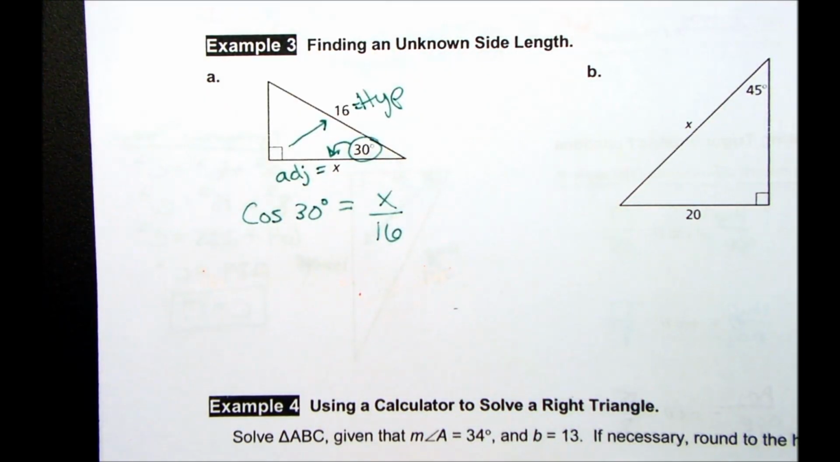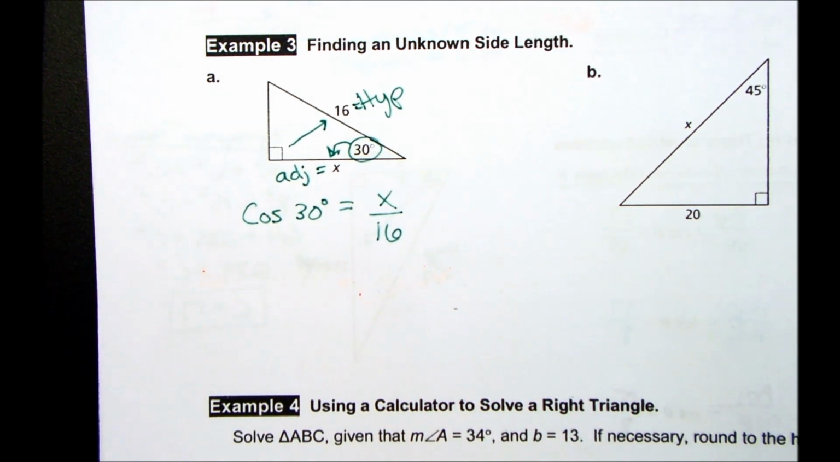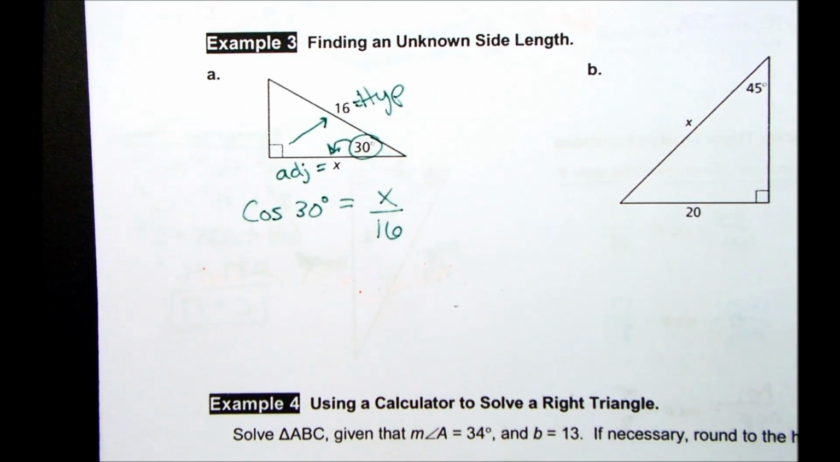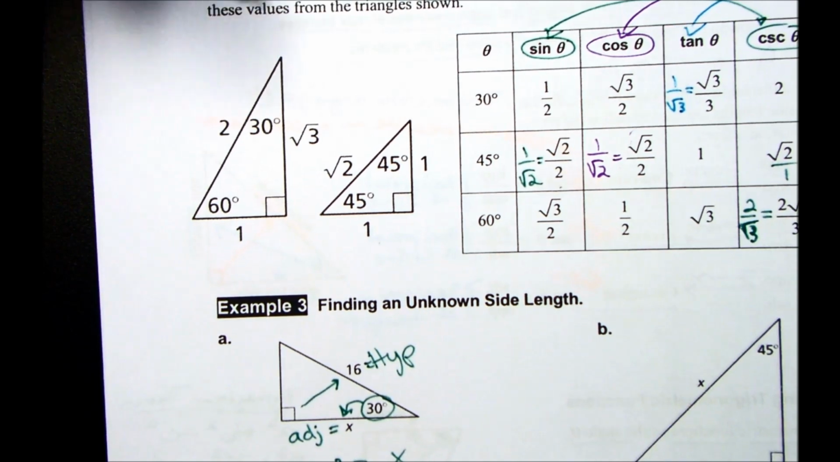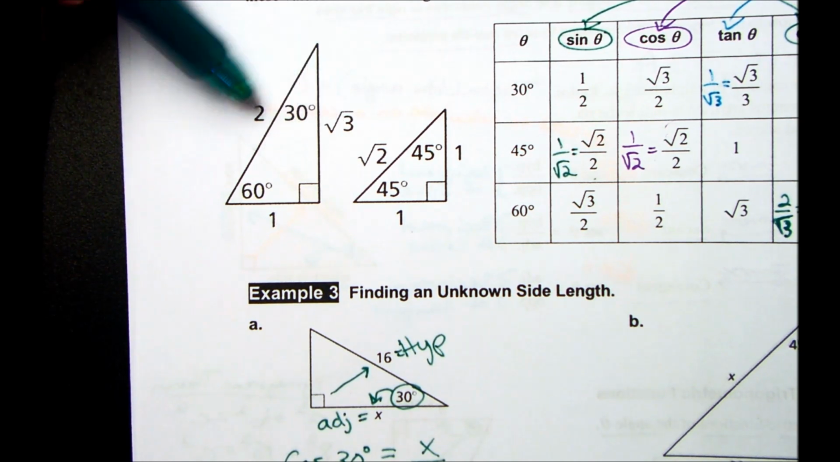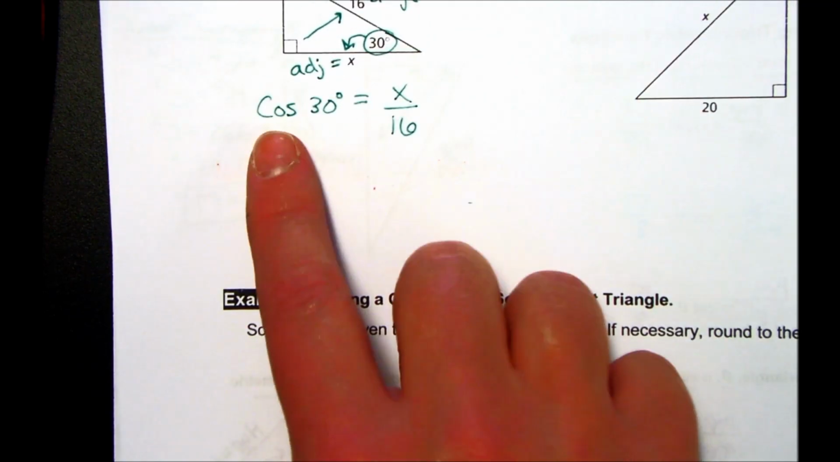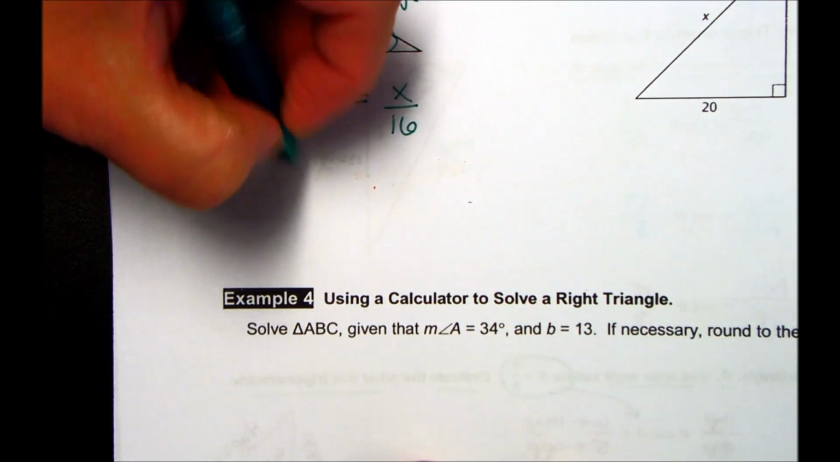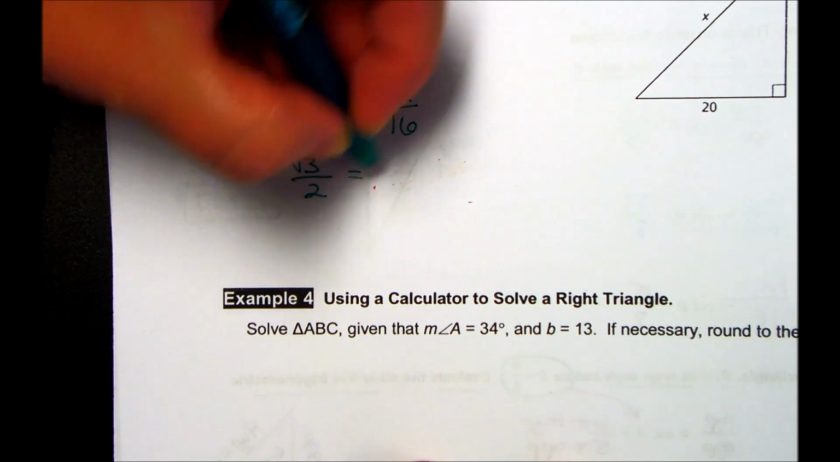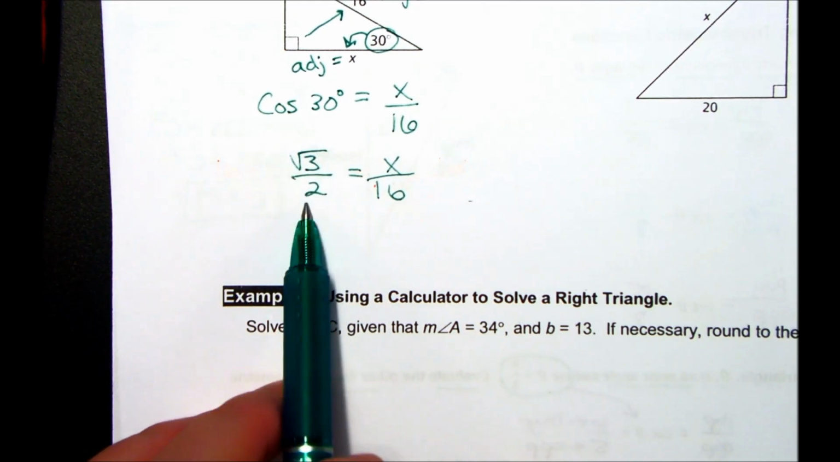Yeah, so you don't need a calculator for this. Cosine 30 degrees is adjacent over hypotenuse. In your special right triangle, 30 degrees is here. The adjacent would be square root of 3 over 2. So the ratio for cosine 30 is square root of 3 over 2, and you can replace cosine 30 degrees with square root of 3 over 2.